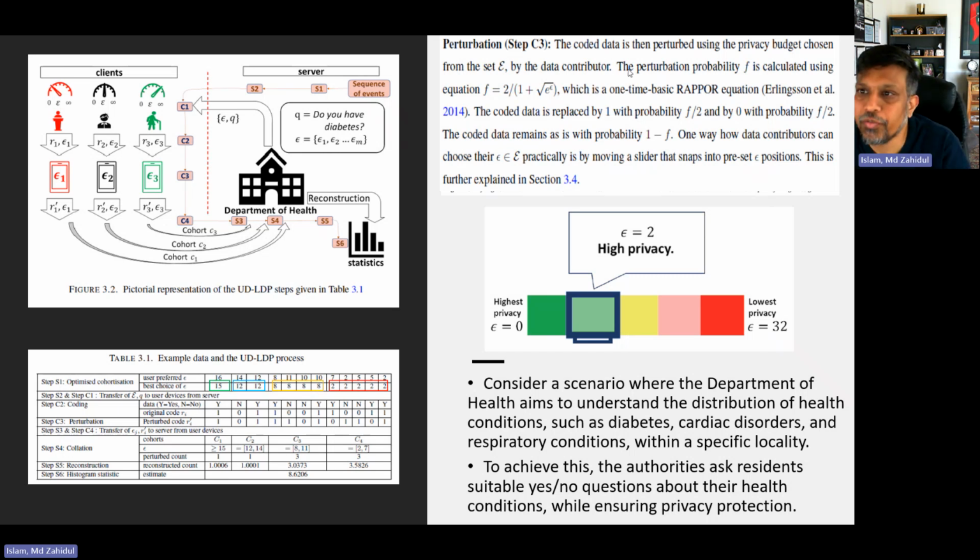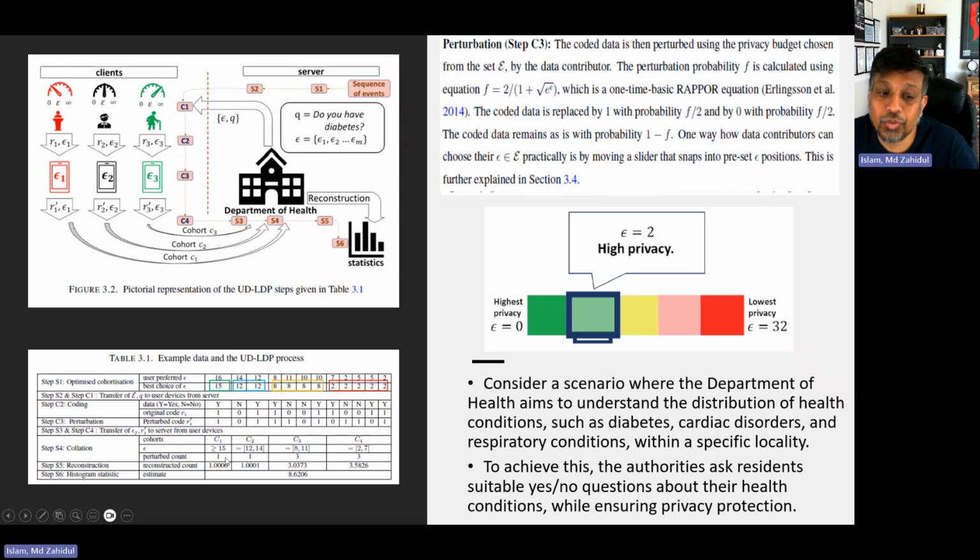Now, how does it get modified? The coded data, that means yes gets coded into 1, no gets coded into 0. Those coded data, 1, 0, 1, 1, are replaced by 1 with a probability of f over 2. So in this case, if f is 1, if epsilon is 0, which is the highest privacy, then 1 over 2 is 0.5. A 0.5 probability means a 50% chance that the coded data will be replaced by 1.